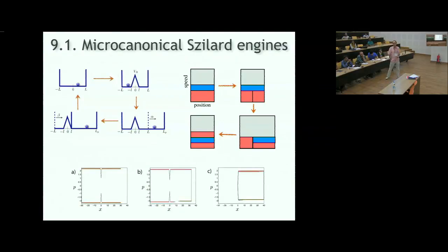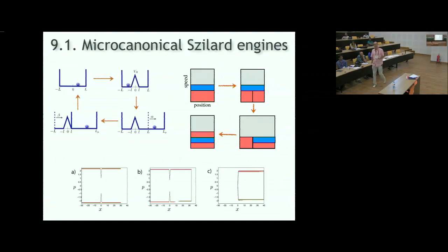First, it works only if I know the energy at the beginning. This is why it is microcanonical. I need to know the velocity, because otherwise it doesn't work. But I don't need to know the position. So let's say I can extract energy from a microcanonical state.